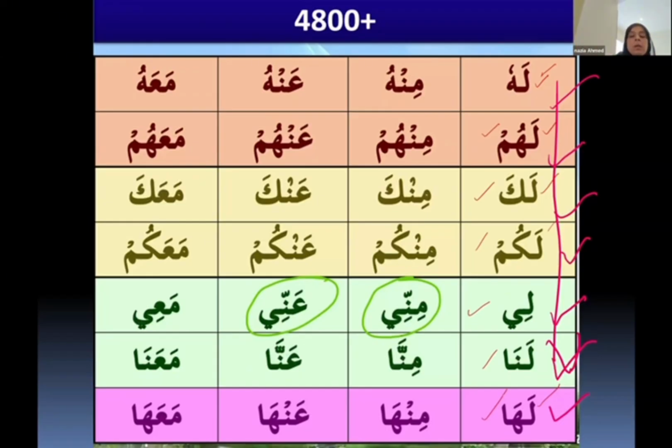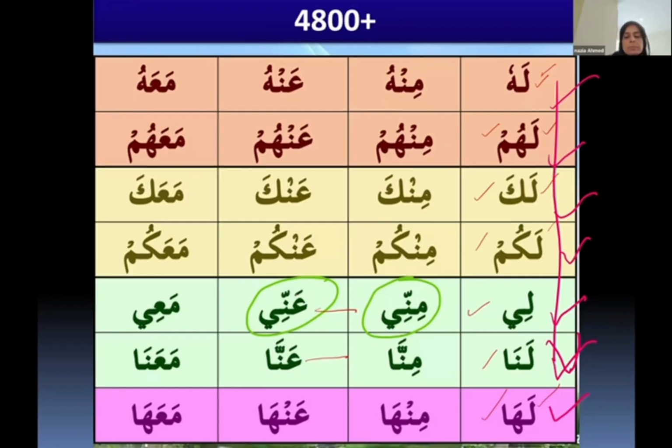We just did min, and I told you that whenever we add ya with noon, we always put shadda on it. And then there will be shadda on na as well, because there are two noons coming together. Same rule would be for an. Why? Because an finishes with noon as well. So same rule. Okay? So anhu, anhum, anka, ankum, anni, anna. So you can see the two sounds of noon.